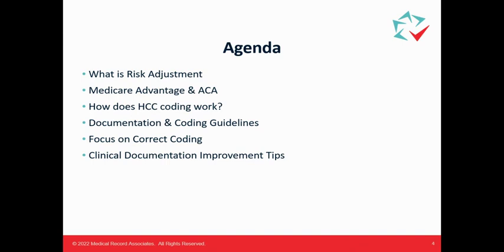So today, this is our agenda. Today, we're going to talk about the following. First is, what is risk adjustment? Secondly, we'll talk about the Medicare Advantage Risk Adjustment Program, as well as the ACA, also known as Obamacare. We'll talk about how HCC coding works, and look at documentation coding guidelines as they affect HCC coding. We're going to focus on correct coding, which everybody does, right? But that's really big in HCC as well. And lastly, we'll have some clinical documentation improvement tips.